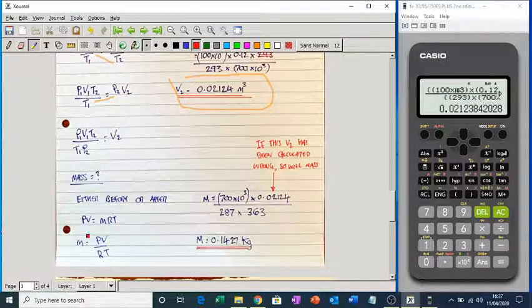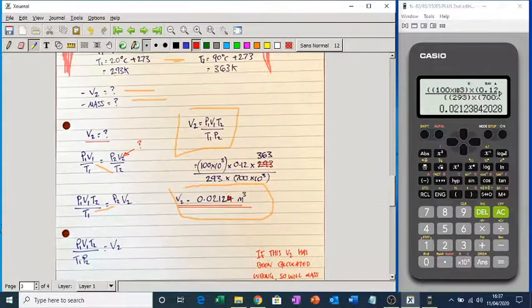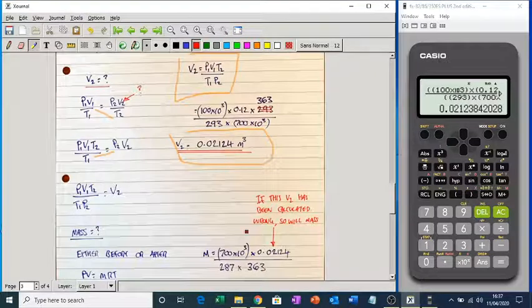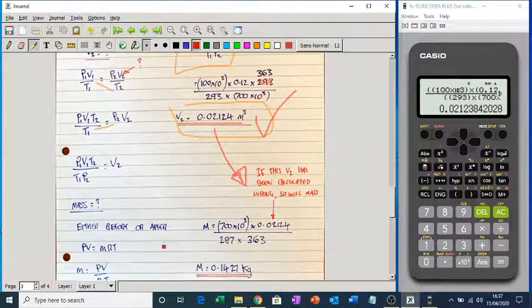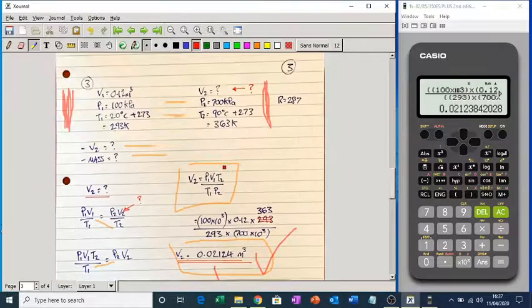So PV equals MRT, rearrange that like we did up there. So P V over R T. The pressure is 700. V is what we've worked out. If this V was incorrect, so would the mass, but I'm quite confident that this is correct because I've checked. 287 is the constant, and the temperature is 363.